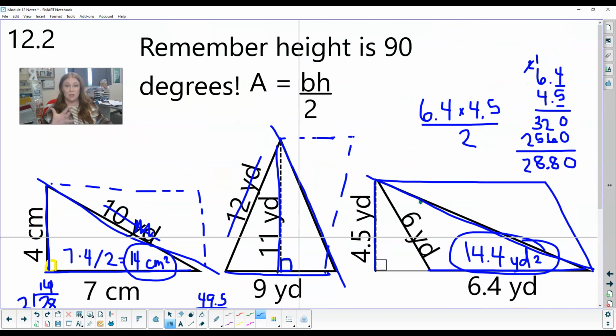And don't forget to cut triangles in half. When you do base times height, that is giving you a parallelogram. To find that triangle, you have to cut it in half.